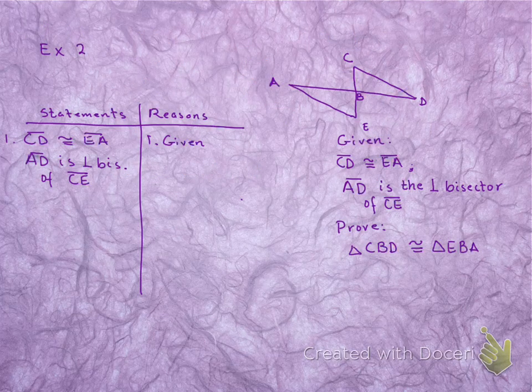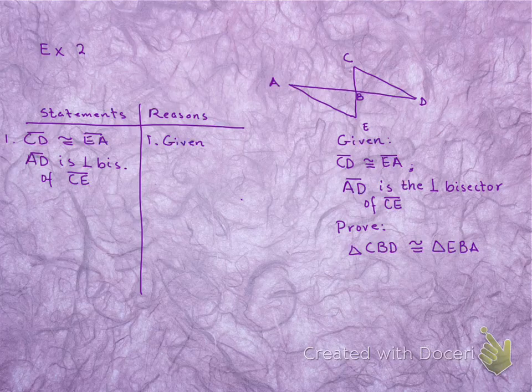Now, instead of doing quick check 1, we're going to do the proof in example 2. If you look on the bottom of page 236, the type of proof that they have utilized is a flow proof, and I despise those.